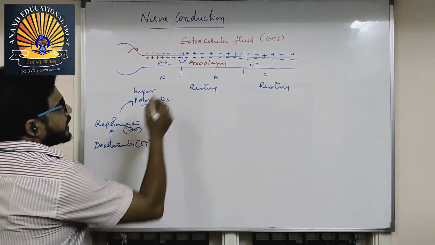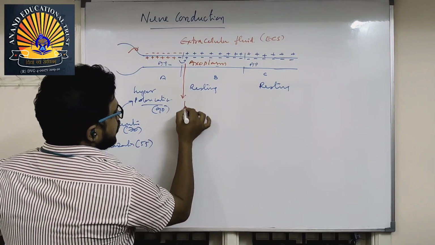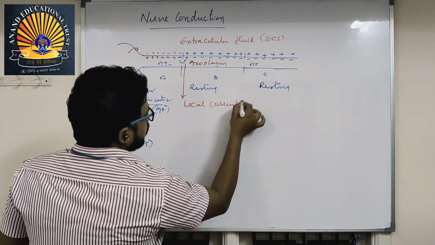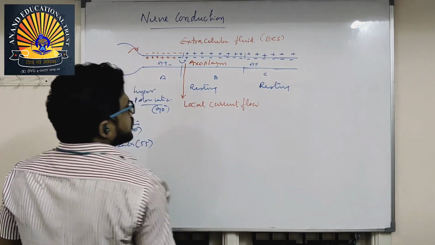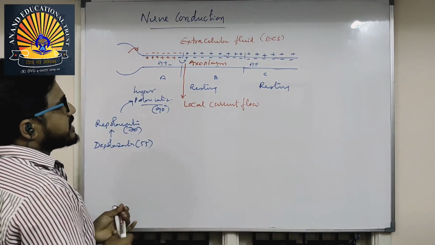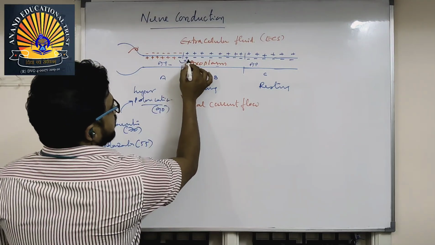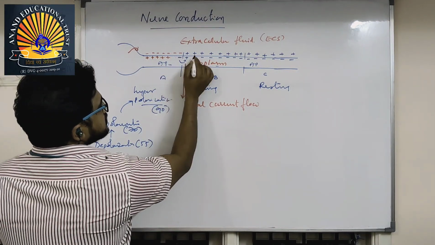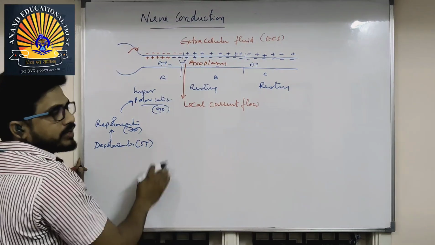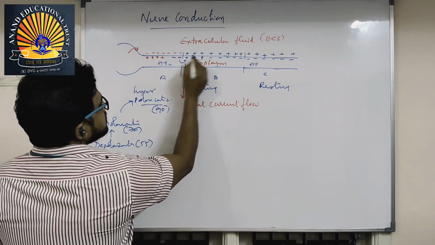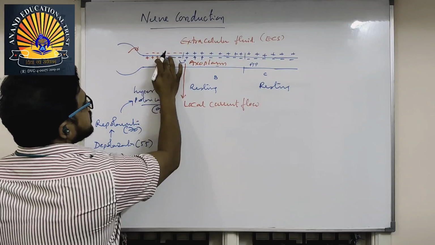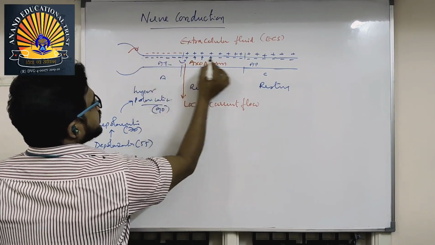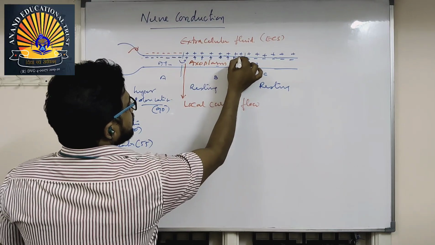So, we can call this local current flow. Due to the local current flow, what is happening? One charge has come here, it will be negative, it will be positive. If this charge comes here, it is positive and it is negative. If this charge comes here, it is positive and it is negative. This charge comes here, it is positive, negative, like that. All these become negative and all these become positive.